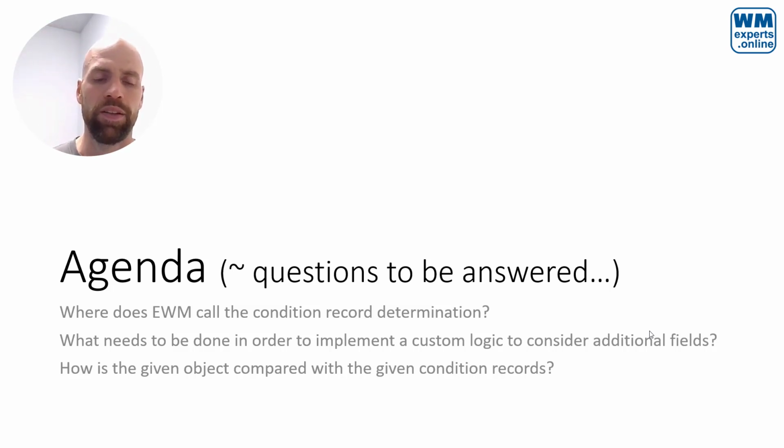And the last step that we would look at is how the object that we are looking at, so a delivery or HU or PI document or whatever, is actually compared with the condition record in order to decide whether something should be scheduled or started based on the object that we are evaluating during runtime.